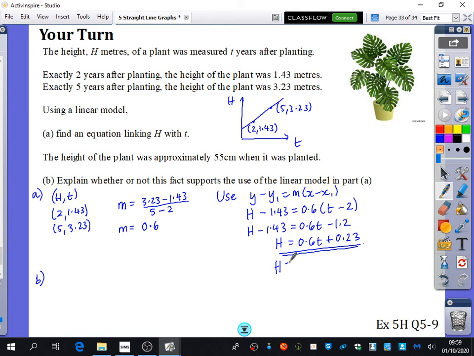If you did it in fractional form, that's perfectly fine. You would have had this. Either of these answers are acceptable. I probably did this just because it is in the context of the plant.